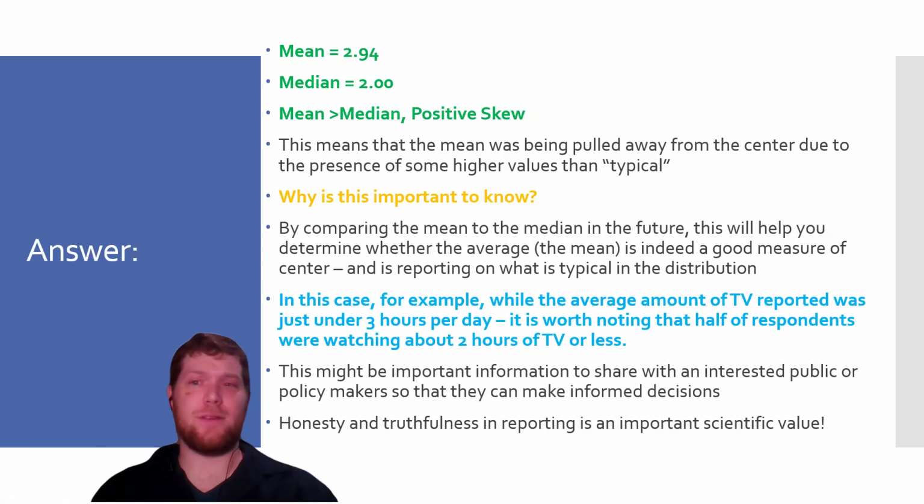So comparing the mean and median in the future will help us determine what a good measure of the average would be. For example, the average TV amount was just under 3 hours a day. It's worth noting that half the respondents were watching about 2 hours of TV or less. It's important information to share with the interested public or policymakers so that they can make informed decisions. Reminder, honesty and truthfulness in reporting is an important scientific skill, being able to make what's really going on come to life through an honest representation. It allows people to see both sides, not just the mean, but the median as well.